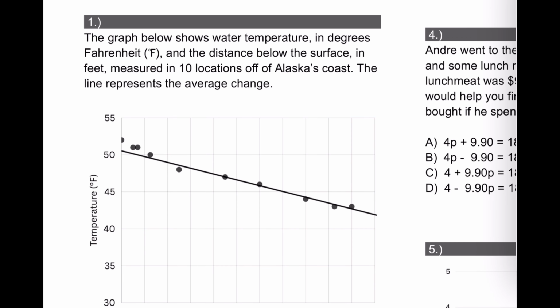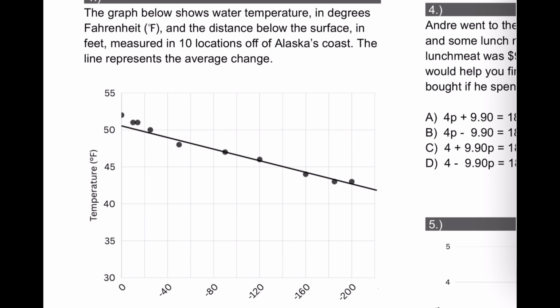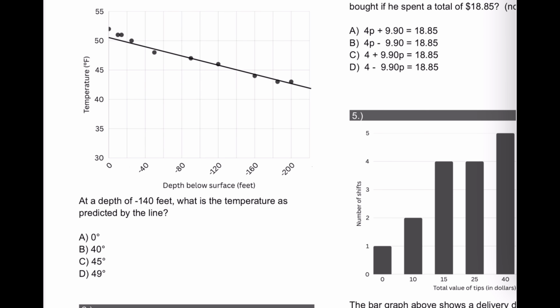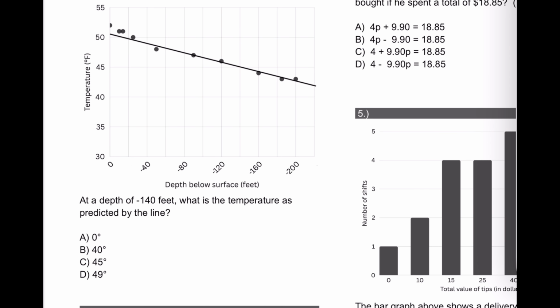Question number 1. A lot of these graph descriptions, you actually don't even really need to take the time to read it. Just go ahead and jump to the question, see what they're asking for. It says, at a depth of negative 140 feet, what is the temperature as predicted by the line? The only trick here is to find where negative 140 feet is. You can see right there in between 120 and 160. So we're going to go up and we see that the line is at 45. So our answer is C. And we move right on.